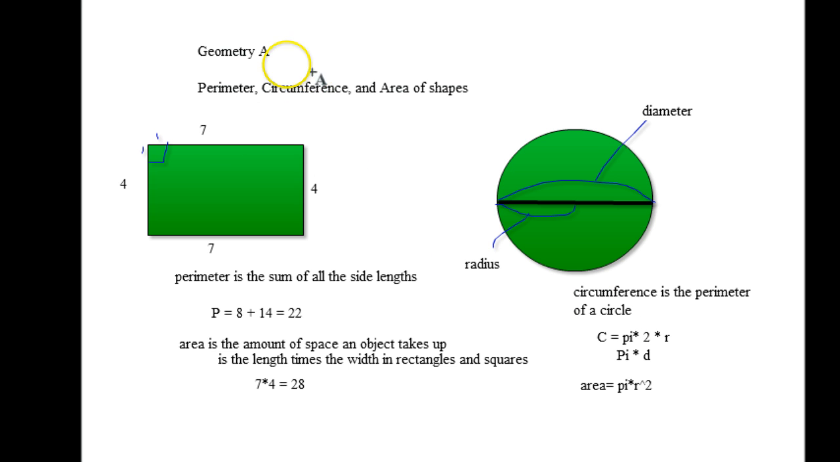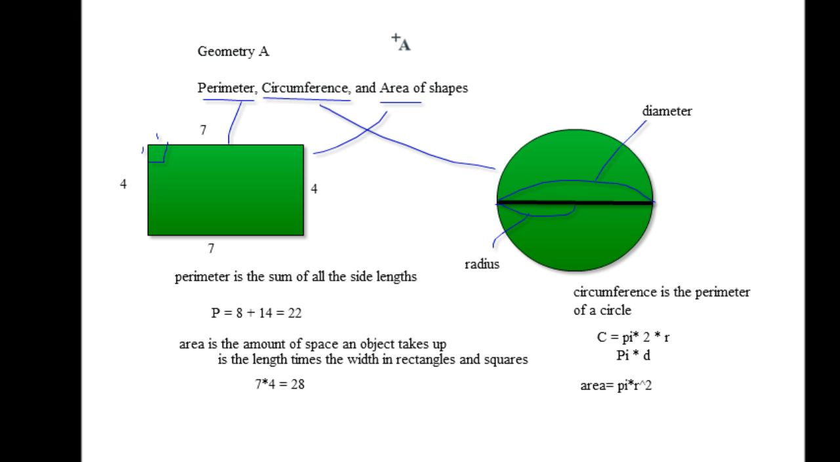So that's perimeter, circumference, and area of shapes. Circumference only deals with circles, so you don't need to worry about that pretty much anywhere else. But you do need to know the difference between perimeter and area, because they do two different things. Perimeter's formula is pretty easy: it's the sum of all the side lengths. For area, a triangle is 1/2 times base times height. A rectangle is length times width.